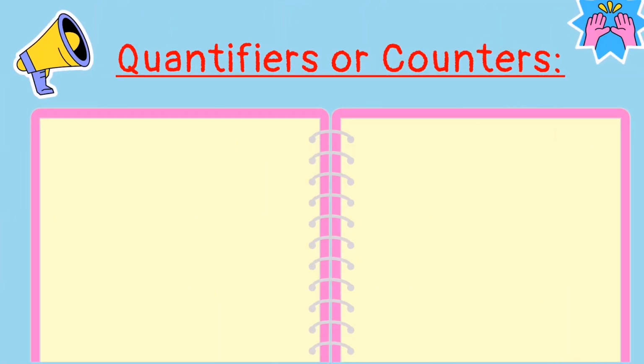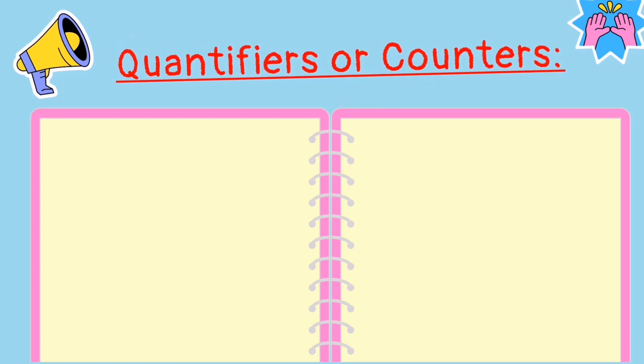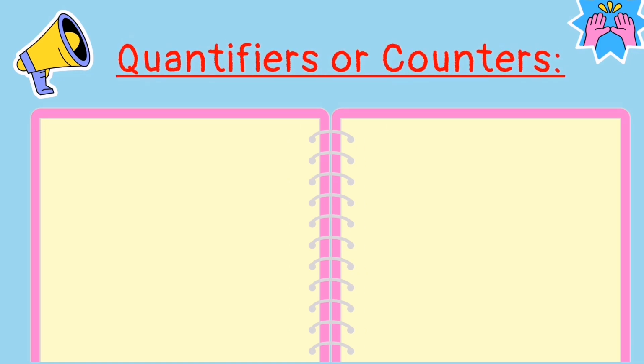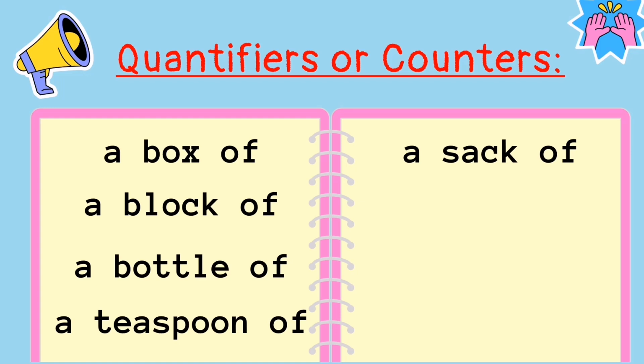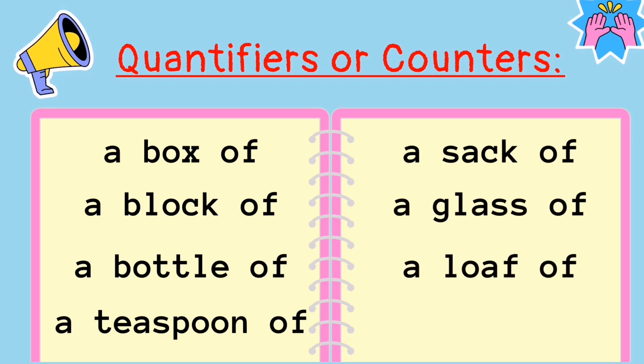Here are the examples of quantifiers or counters that we can use in mass nouns. A box of, a block of, a bottle of, a teaspoon of, a sack of, a glass of, a loaf of, a pinch of.